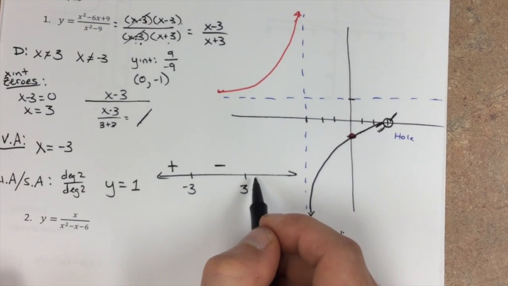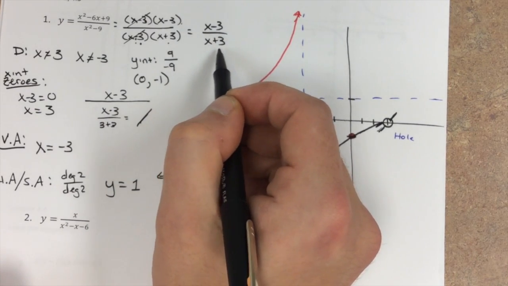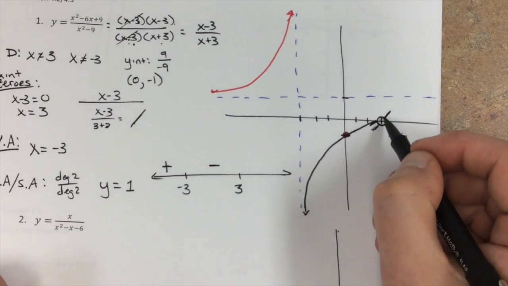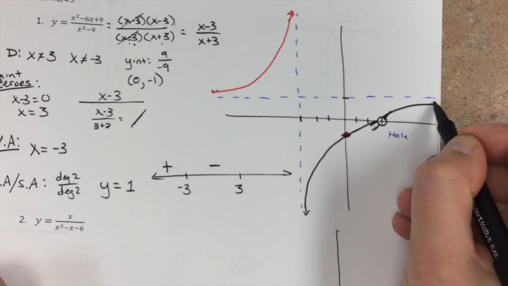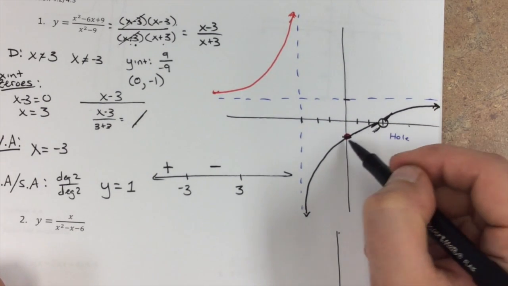So let's pick a number to the right of 3. How about 4? 4 minus 3 is positive. 4 plus 3 is positive. So my numbers are positive. And look, the numbers between 0 and 1 are positive.